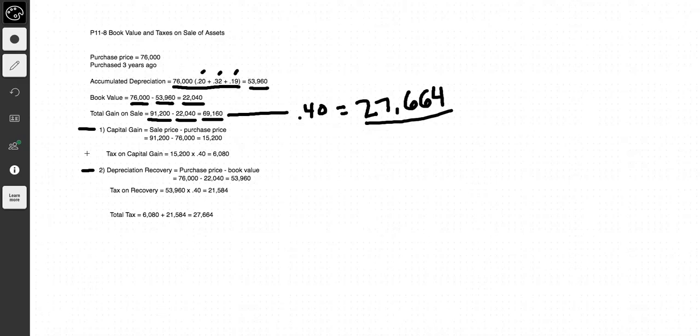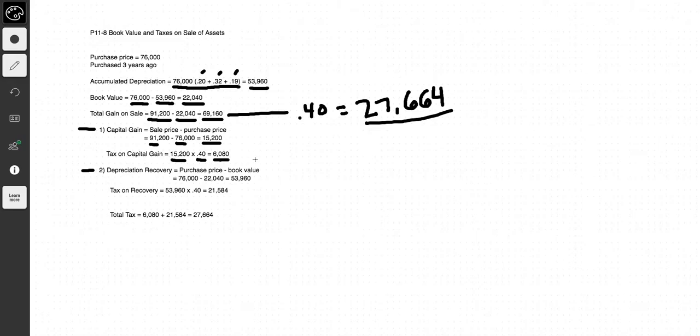In this case, we're actually selling the asset for a gain, just like you would on your house. So think of it in terms of a home. If you bought the home for $76,000 and you sold it for $91,200, you have a gain of $15,200. Same thing applies here. We have a piece of machinery that we bought for $76,000. We sold it for $91,200, so we have a gain of $15,200 in this case. And we're going to pay a tax on that gain. We calculate it very similarly in that we just take the gain and multiply times our tax rate of 40%, and now we have a tax on that portion of the gain, which was the capital gain.